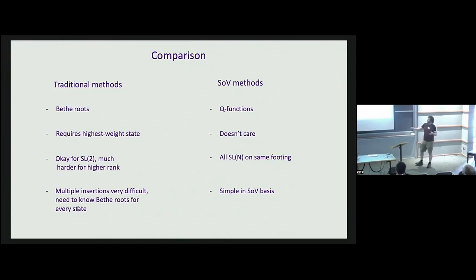Whereas if you do this, and you insert, for example, resolution of identity between each of your operators, at every step you need to know the Q functions or the Bethe roots of every single state in the theory. Here you don't. You just need the Q functions of the two external states. And anything in between is just some simple rational function of inhomogeneities, which we give you a Mathematica code for.